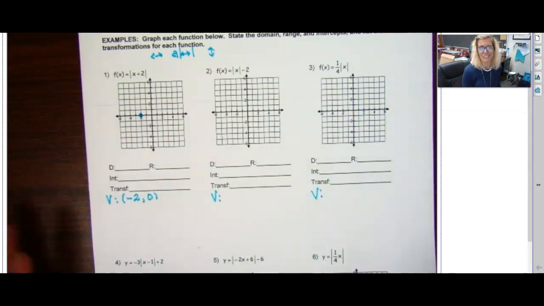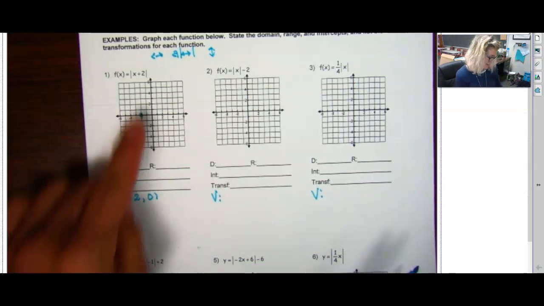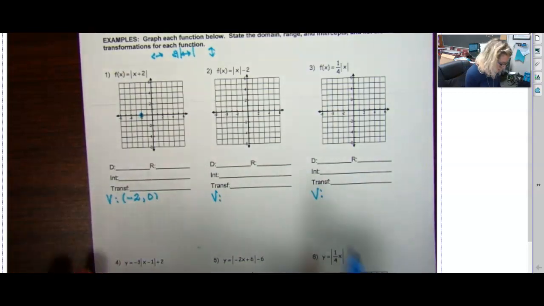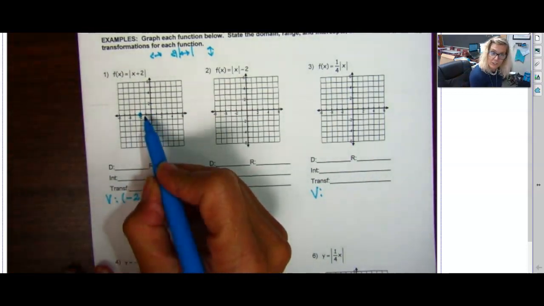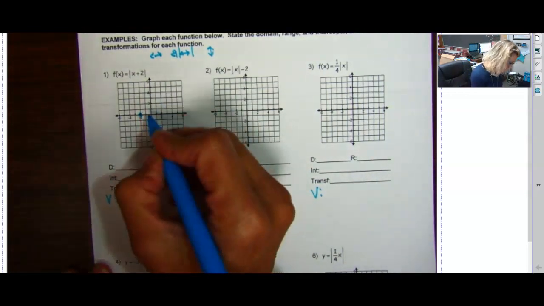So let's use that based on our chart. I do not have any a value right here. So if I went over in the positive direction, +1, I would go up 1.